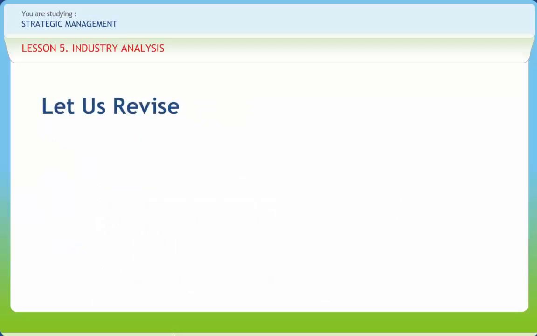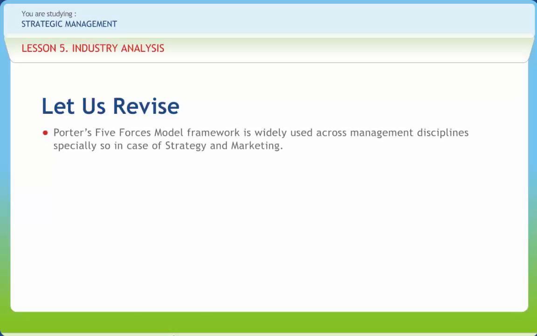Before we end, let us briefly revise what we have studied so far. Porter's five forces model framework is widely used across management disciplines, especially in strategy and marketing. This framework helps determine industry profitability and can be used as one of the inputs while deciding to enter an industry. PESTLE analysis is a useful tool for understanding the big picture of the environment in which you are operating and the opportunities and threats that lie within it.